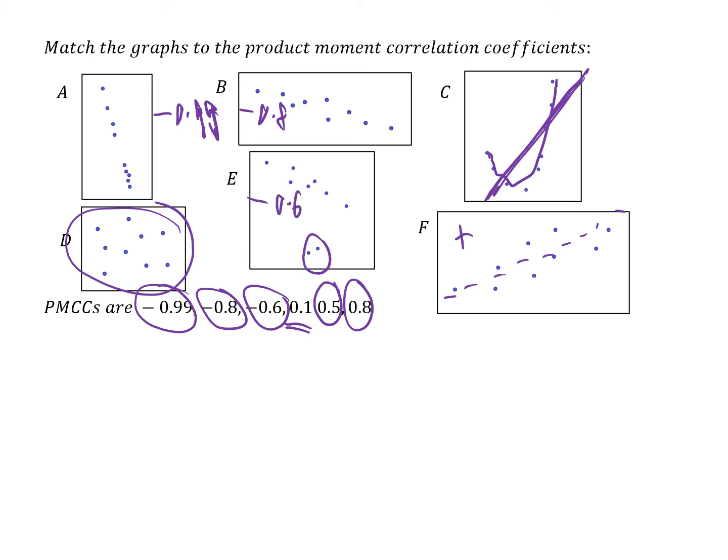D is the one which is close to zero, so that's the 0.1. And of the two that are positive, the one which has the most correlation is F, which is 0.8, and then 0.5 is the figure for C. So just confirming those are the figures there.